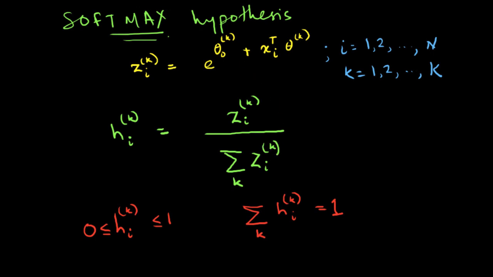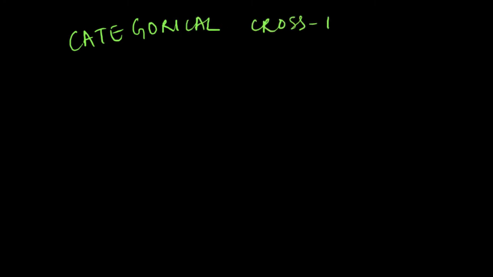And now we need a cost function, so that is just a simple modification of the binary cross entropy. So in the multi-class case, we use what is called the categorical cross entropy function. So this is again a very simple formulation.